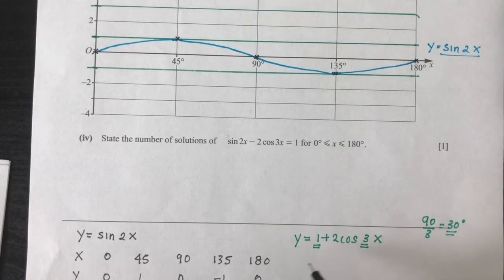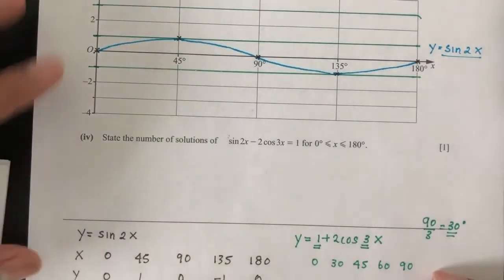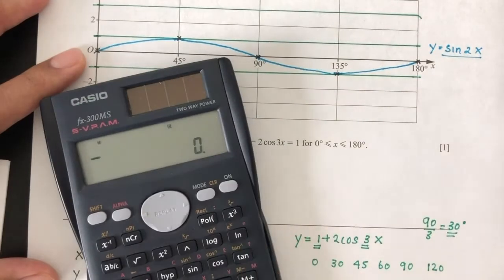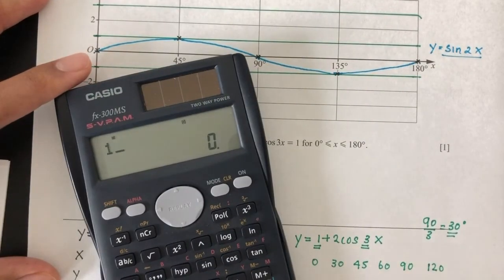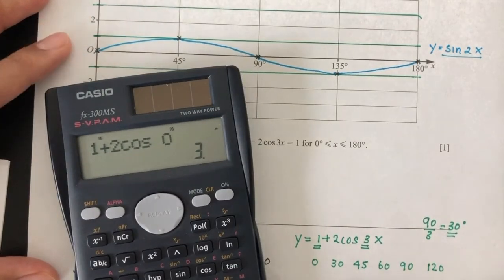So let's do that. So we have 0. Let's take 30, for example, and let's take 45 as well. Then we have 60. Let's take 90, and then it will be repeating itself. But let's just first look at this and see what we have. Usually one more point will be 120. But let's first look at this to see what happens. So here we have 1 plus 2 cos of 0. That should be 3. That is your x value, and your y should be 3.